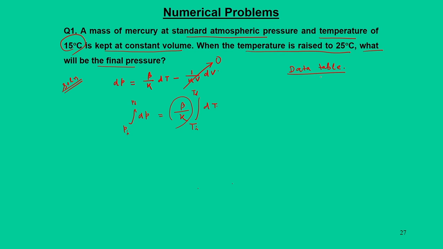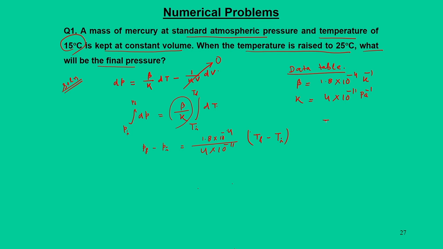So, from this we have to use the data table. That means any thermodynamic book will give you the values of beta and kappa. For mercury, I can note down beta is equal to 1.8 into 10 to the power minus 4 Kelvin inverse, and kappa is 4 into 10 to the power minus 11 Pascal inverse. So, from this we can write Pf minus Pi is equal to 1.8 into 10 to the power minus 4 divided by 4 into 10 to the power minus 11 into Tf minus Ti.